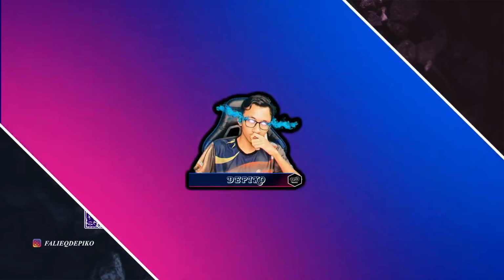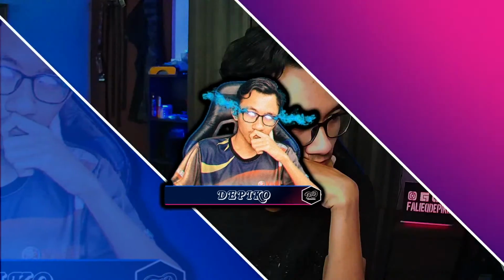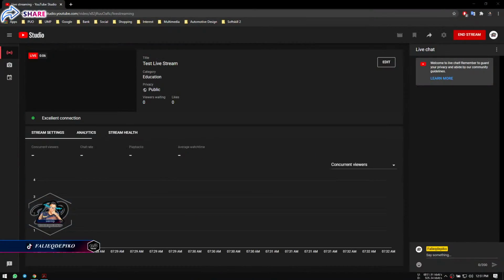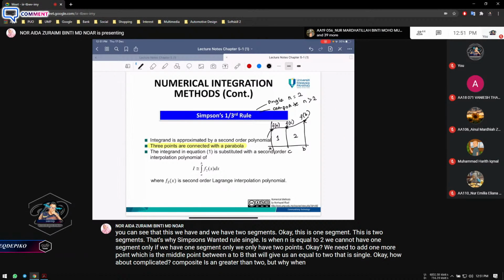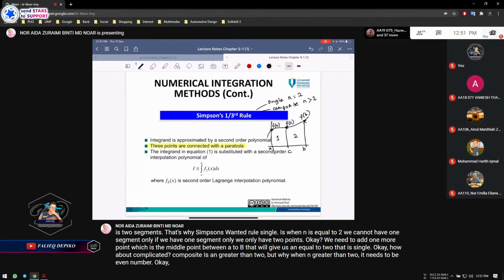We need to add one more point, which is the middle point between A and B. That will give us n equal to 2. That is single. Okay, how about composite? The composite is n greater than 2. But why, when n is greater than 2, does it need to be an even number? Okay, because if we have odd numbers, we cannot include the midpoint.